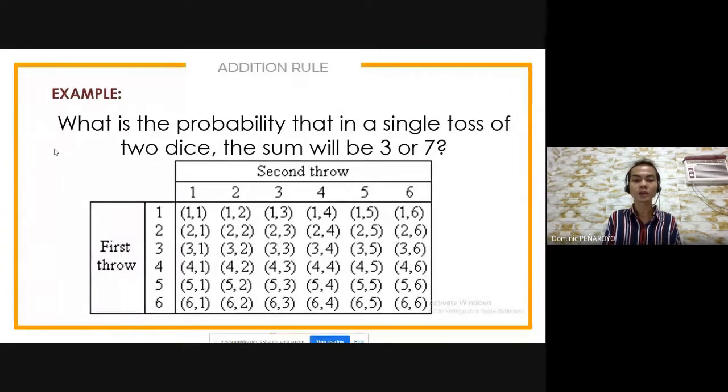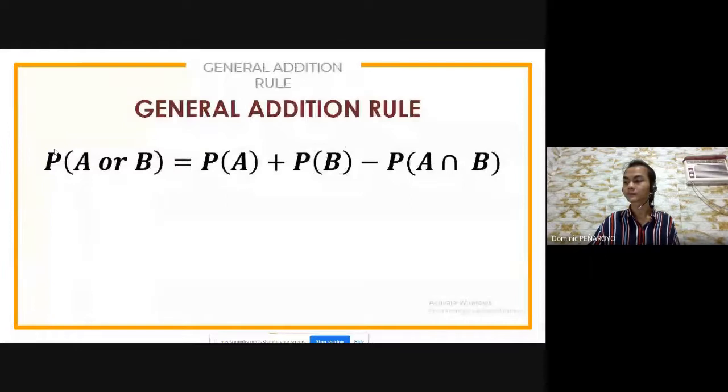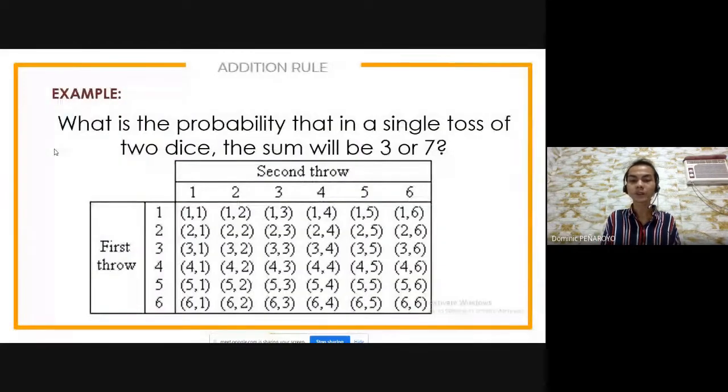Now, let's find out, for the first event, what is the probability that the sum will be 3? We need to look at the sample space. The cardinality here is 36. So the cardinality here is 36. Let me just use my pen tab.